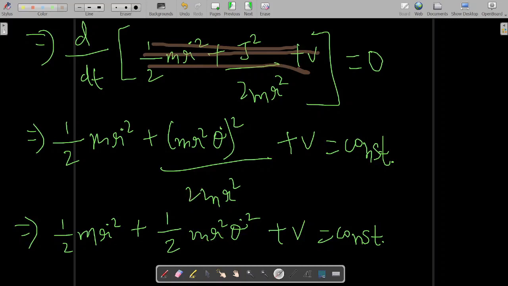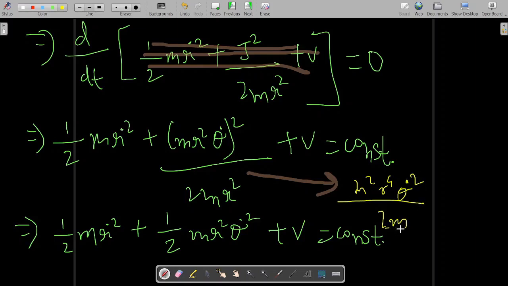Now this 1 by 2 will be over here, and this will be m square r to the power 4. What will it be equal to? This particular expression, let me write it with another color pen. M square r power 4 theta dot square, and what is over here? 2m r square. So r square, and this will be r square. And what about this m? This will be m. So what is there? Half m r square theta dot square. So this is the expression which you get finally.